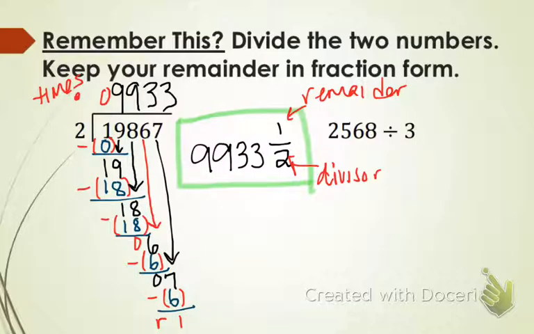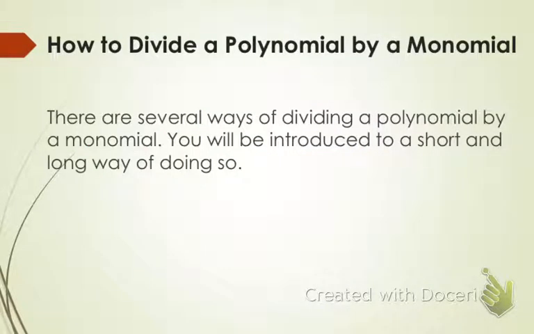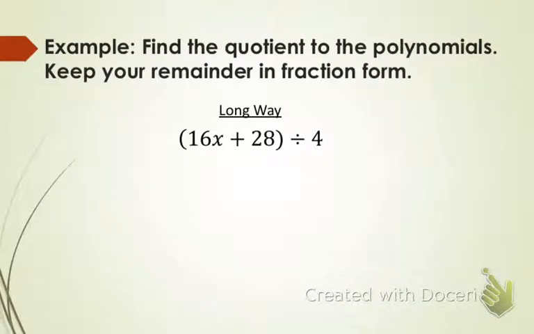I'm not going to do this example. I'm pretty sure now you got the idea. If you want to try it on paper, of course, go ahead and try it. So how are we going to use that process or that method to divide a polynomial by a monomial? Like I mentioned earlier, I'm going to show you two ways. There are several ways of doing so. I'm showing you a short way and a long way. So let's get started. Of course, I'm going to start with the long way first.